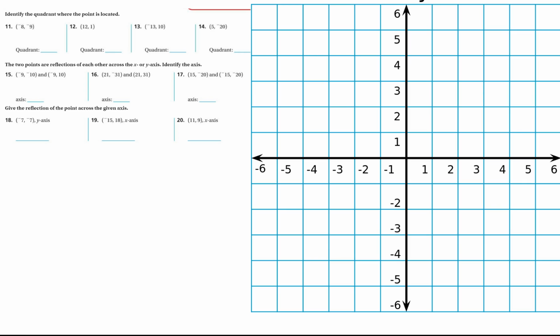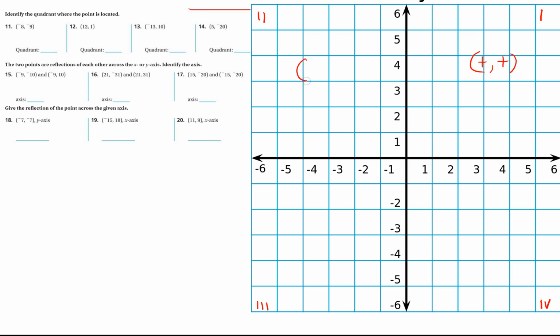And moving down to the bottom of page 133, let's go ahead and go over these problems. The directions here say identify the quadrant where the point is located. So again, I'm just going to go over this. We have quadrant 1, quadrant 2, we go counterclockwise, quadrant 3, and quadrant 4. Okay, quadrant 1 is always going to be positive, positive.